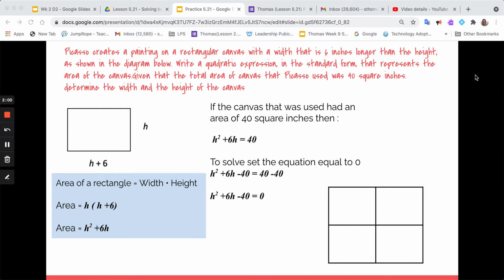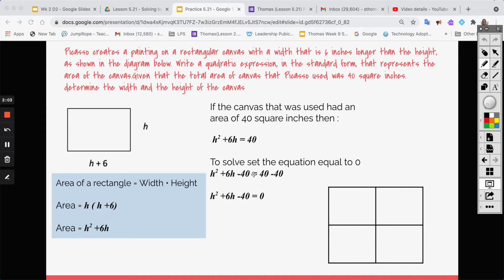Now, we're going to use the box method to solve. We know our h squared goes in the upper left, which comes from multiplying h times h, and our negative 40 is going to go right here. So we now need to start looking for factors of negative 40, and we're particularly looking for factors of negative 40 that give us a positive 6 when we add them together.